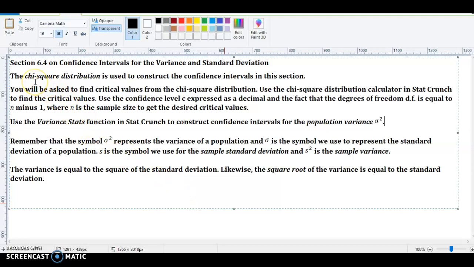The chi-square distribution is used to construct the confidence intervals in this section. You will be asked to find critical values from the chi-square distribution in the homework. Use the chi-square distribution calculator in StatCrunch to find the critical values. Use the confidence level C expressed as a decimal and the fact that the degrees of freedom, df, is equal to n minus 1, where n is the sample size, to get the desired critical values.